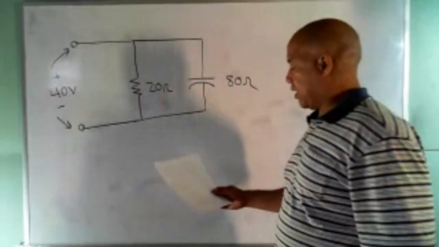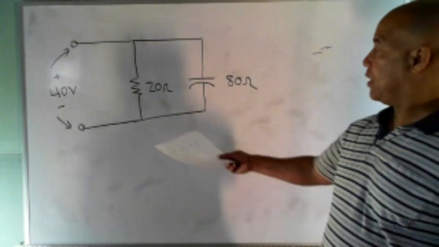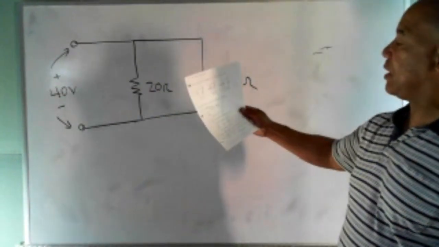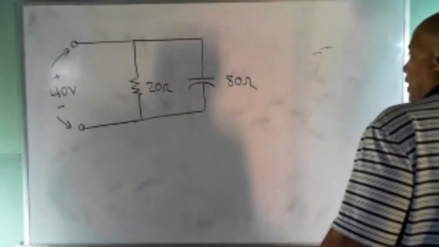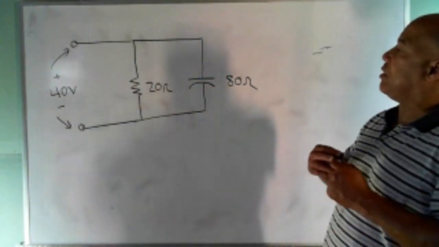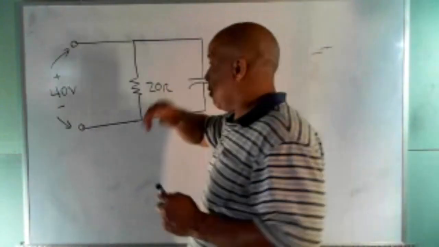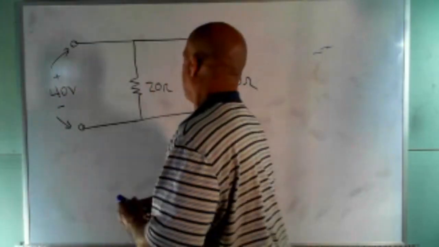So they give us a voltage of 40 volts. We just assume it's AC voltage. They give us a resistor and a capacitor in parallel. 80 ohms for the capacitor, 20 ohms for the resistor, and wants to find P, Q, and S. So clearly we're going to use the other form of Watt's law.